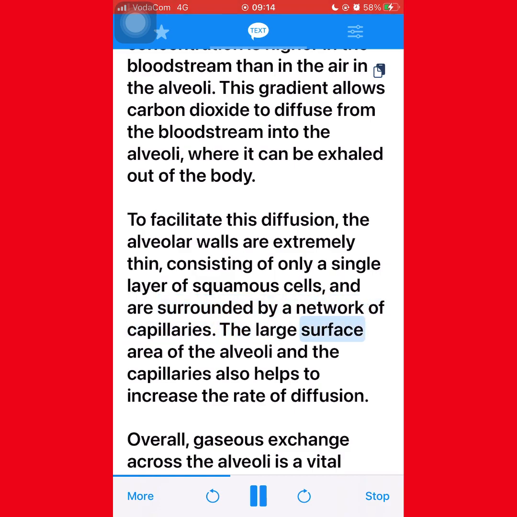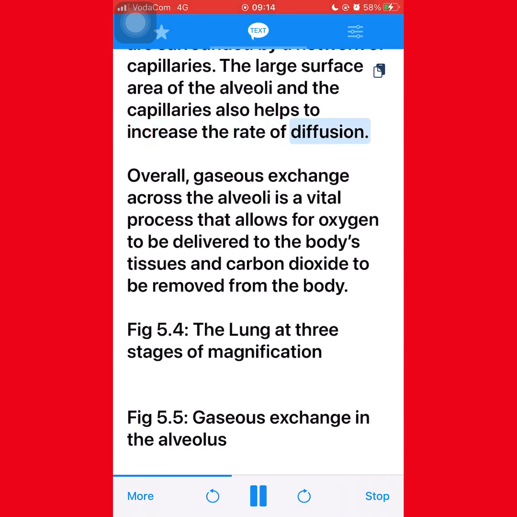The large surface area of the alveoli and the capillaries also helps to increase the rate of diffusion. Overall, gaseous exchange across the alveoli is a vital process that allows for oxygen to be delivered to the body's tissues and carbon dioxide to be removed from the body.